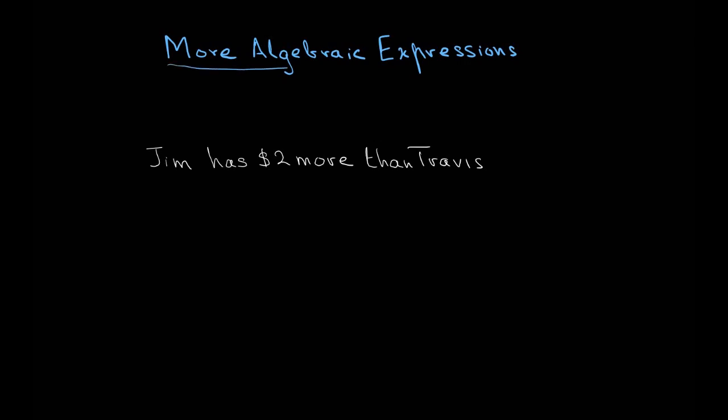So let's try to solve a few problems based on algebraic expressions. Let's say Jim has $2 more than Travis. So Travis will always have $2 more than Jim, okay? So if Jim has $10, then how much must Travis have? This should imply that Travis has $12, right? Because he has $2 more.